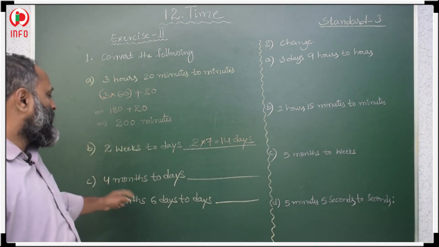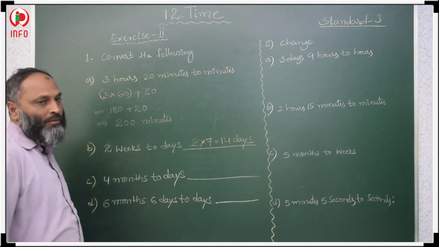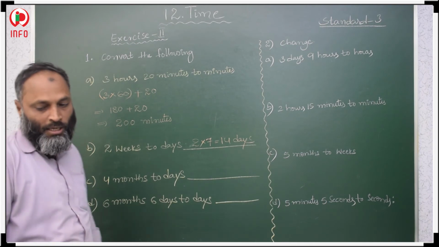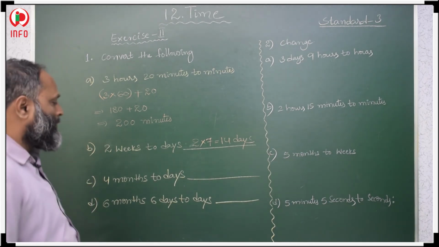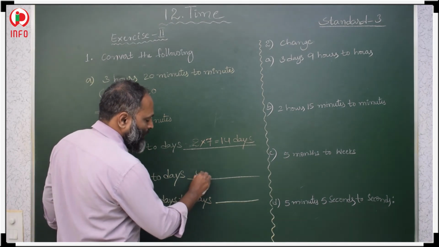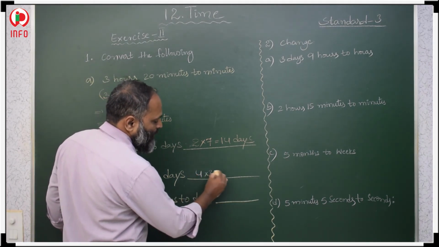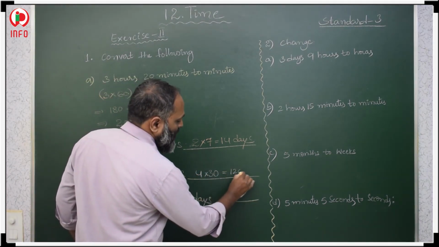Now 4 months 2 days. 1 month we have to take 30 days. Here you take 30 days. Okay. So 4 into 30. 1 month means 30 days. 4 months means 4 into 30. 4 threes are 12. 120 days.